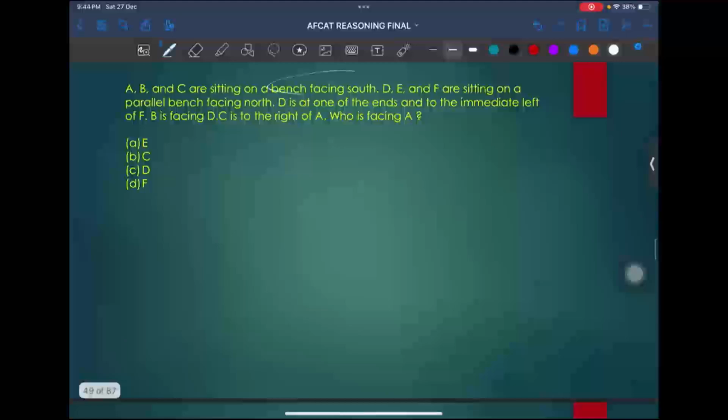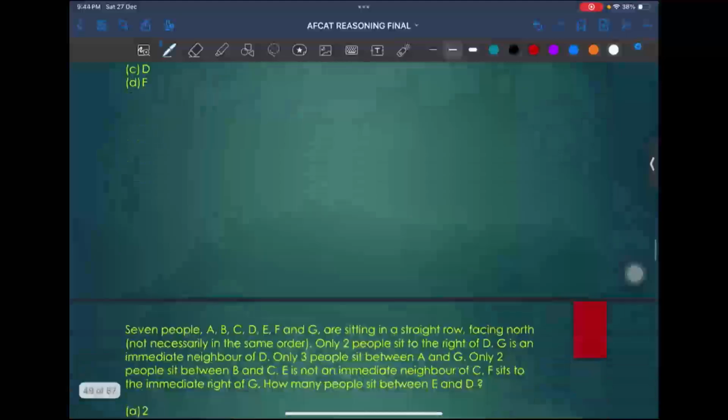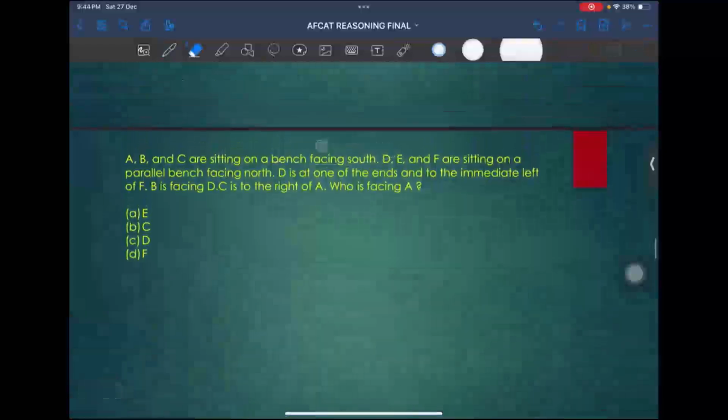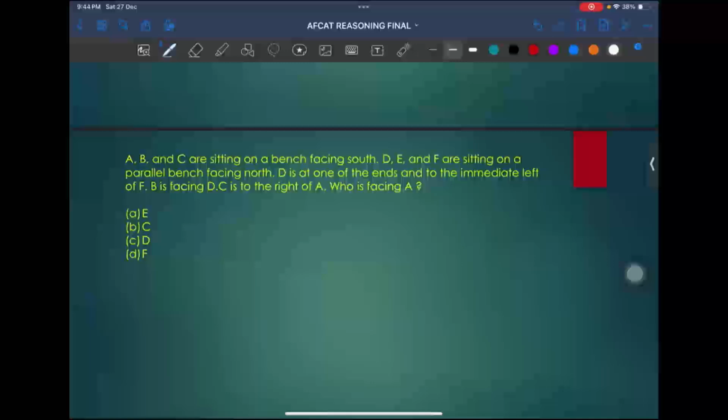First, let us solve this question itself. It is a parallel based question, so I will try to solve this question for you guys. And let us see, I will give you another question for you to solve.